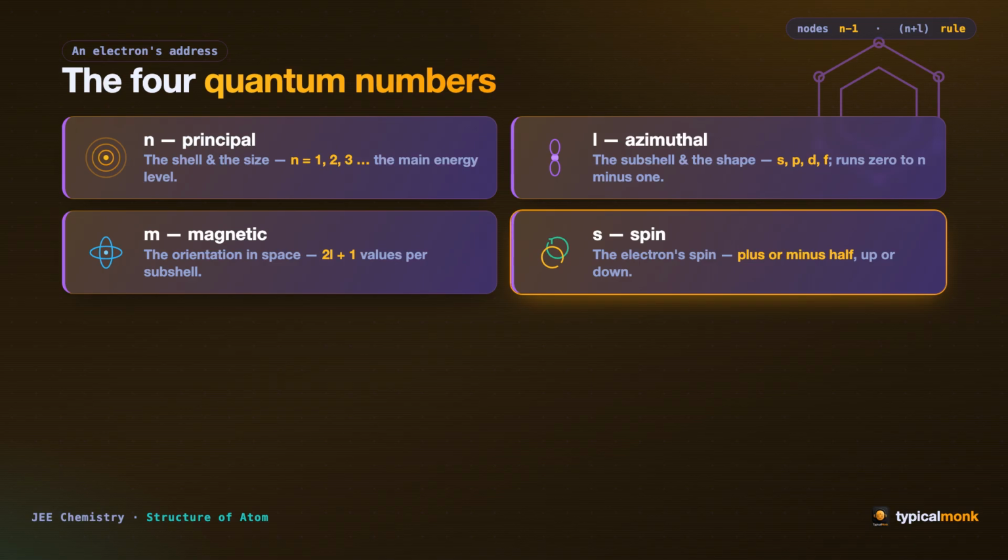And the fourth is S, the spin quantum number. Each electron spins one of 2 ways, +1/2 or -1/2, spin up or spin down. 4 numbers, 1 electron, 1 unique address. No 2 electrons in an atom can ever share all 4. And this exact rule becomes Pauli's principle in a few slides.